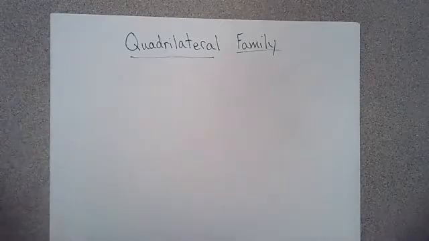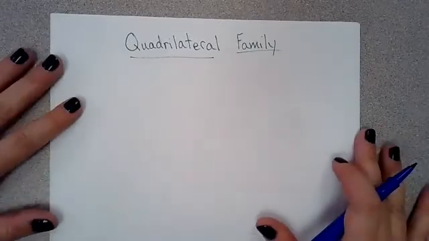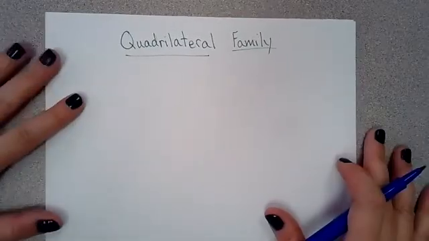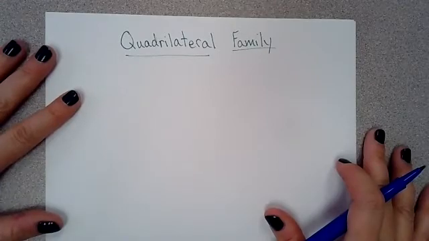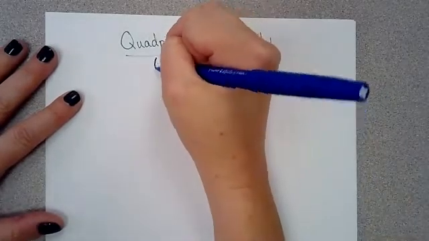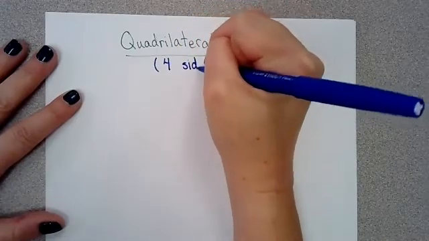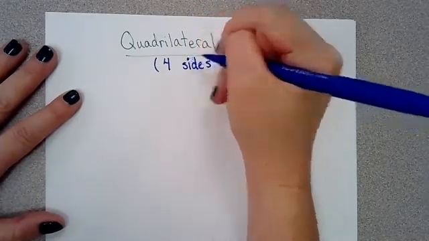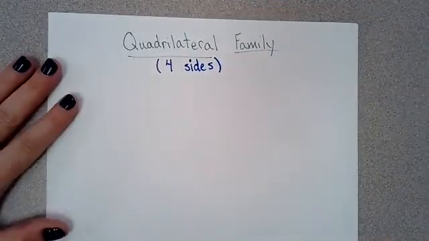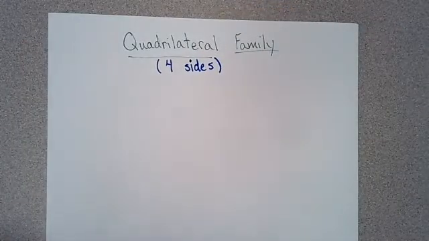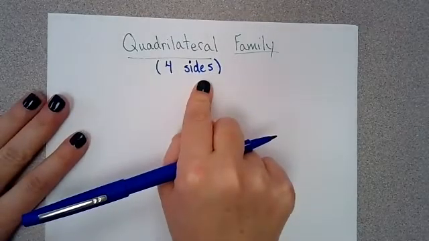So here we go. The first thing that you need to know about the quadrilateral family is that every member of the family has 4 sides. So let's write that down. Every single person in the family has 4 sides. Okay, now they all look different, but they all have 4 sides.